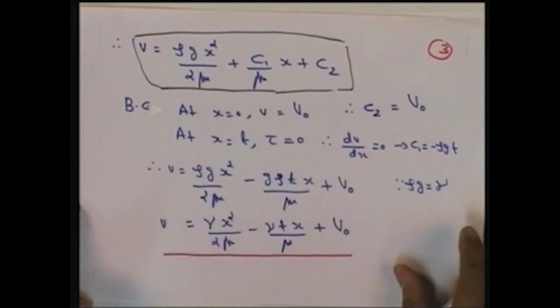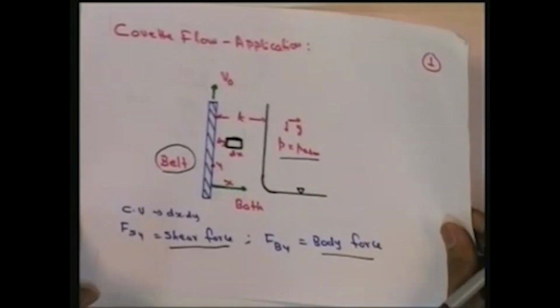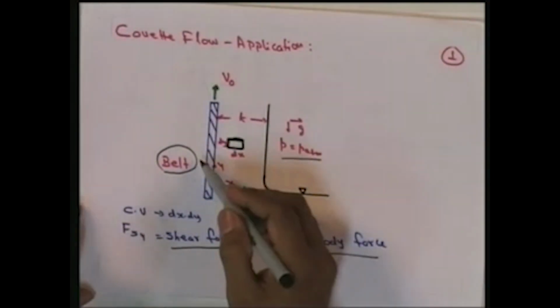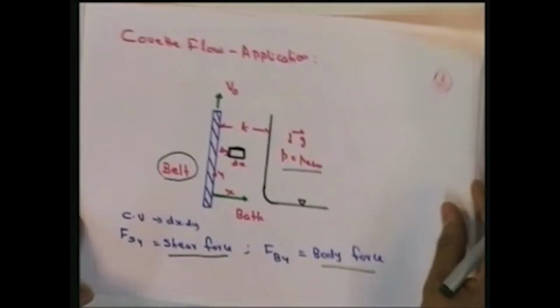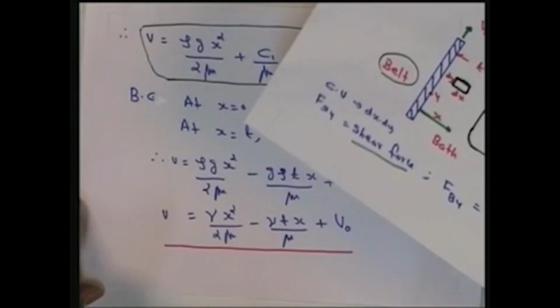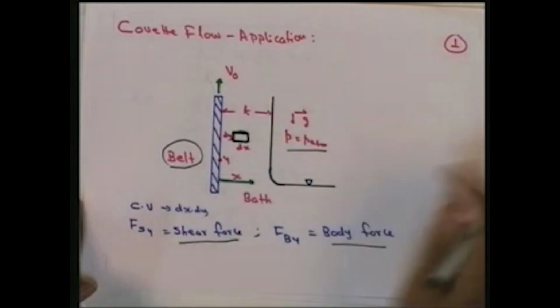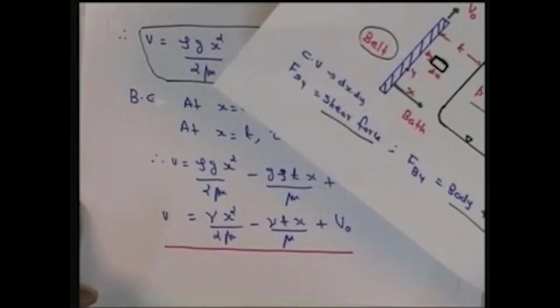Again here we have two boundary conditions to find out c1 and c2, the constants of integration. We can find them out by using the boundary conditions. For the particular problem we have seen, this is one of the boundaries. At x equal to 0, that means on the face of the belt, the velocity is already known, v is equal to v0. Since the belt is moving with a velocity v0, at x equal to 0 we can write v is equal to v0.